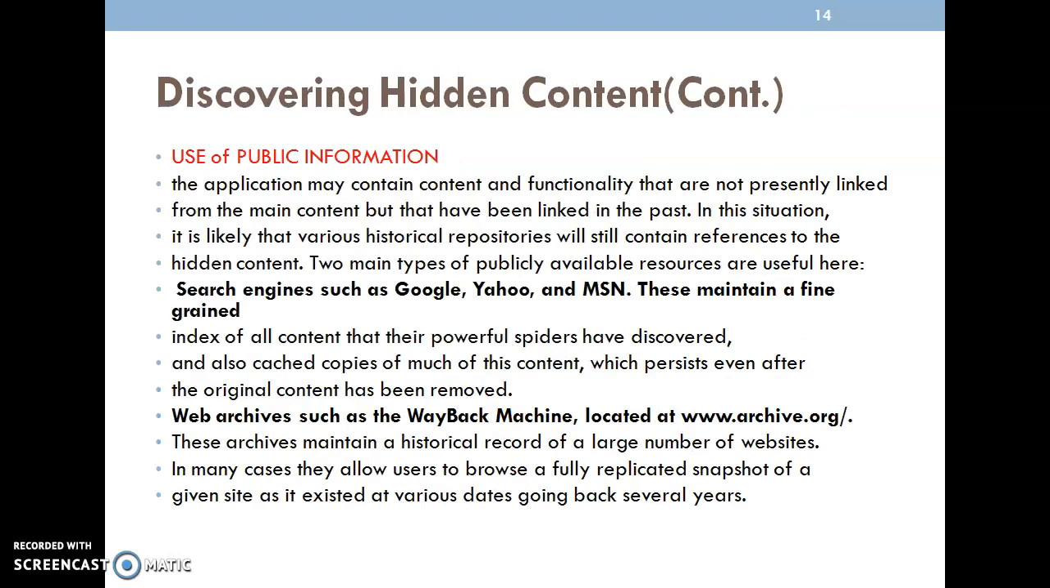Then the next type of discovering hidden content is the use of public information. Public information is nothing but what we search for from our client machine. For example, I'm going to design an application. For that application, I need a set of information. In order to collect that information, I'm searching by making use of a search engine.